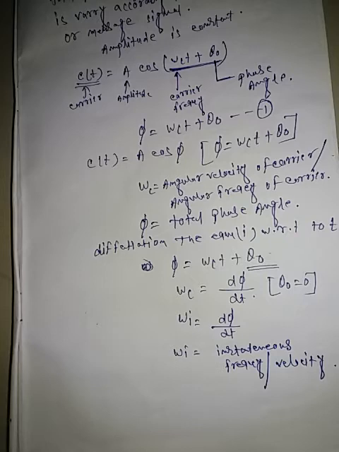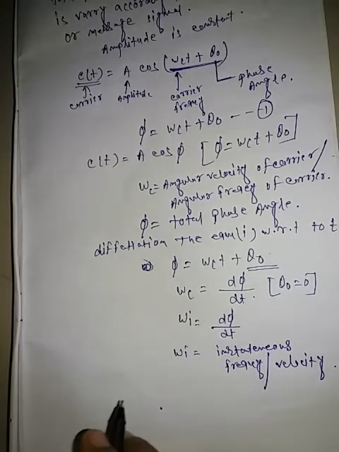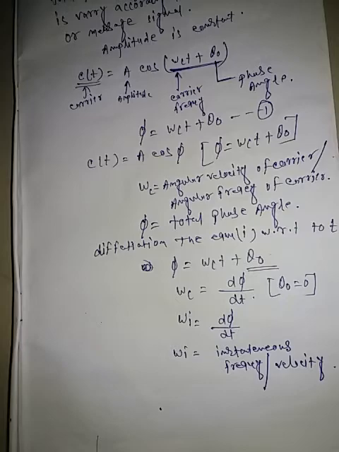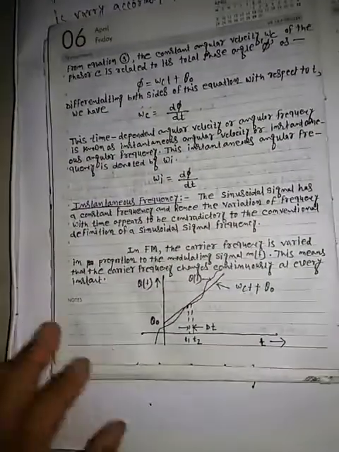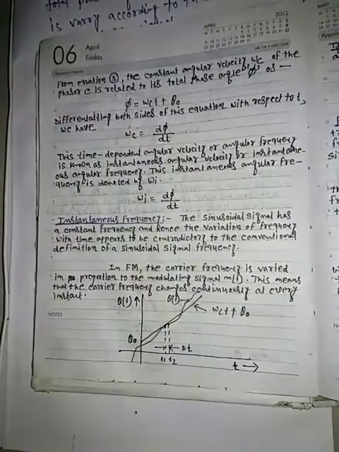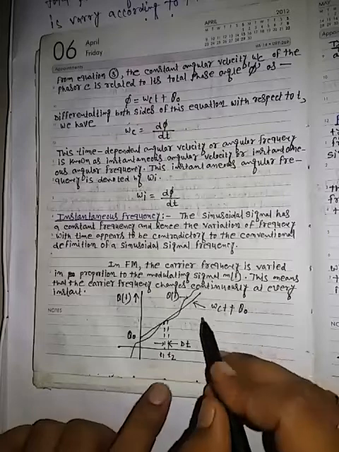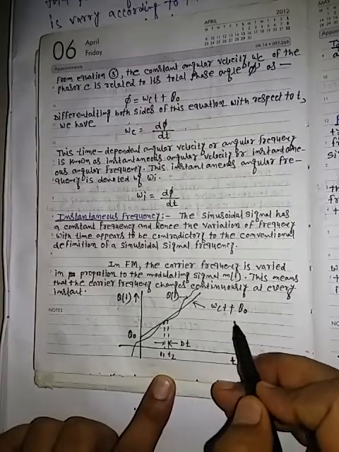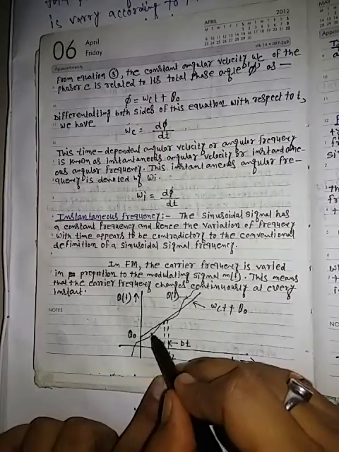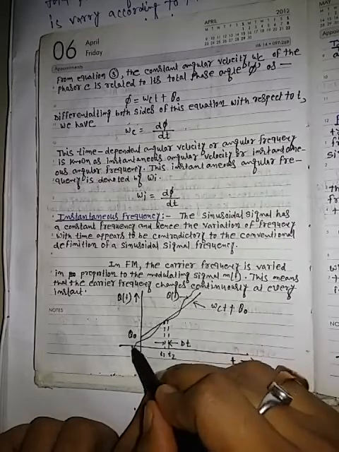In a sinusoidal signal, the frequency is constant. Here the frequency and phase angle vary. So in the diagram, this is the constant omega_c t plus theta_0 at first, and this is the instantaneous frequency. Instantaneous frequency means the frequency which varies.